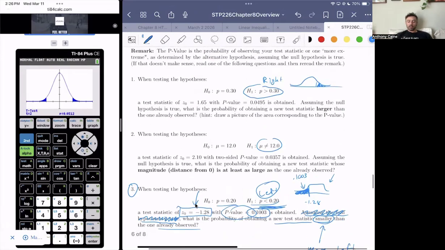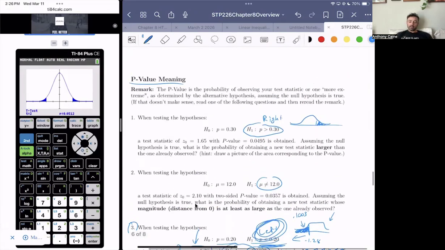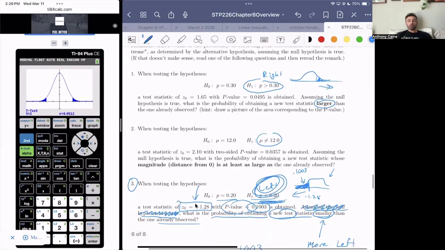Okay. All of these questions are designed to reiterate the definition of a p-value. The p-value is the probability of obtaining a new test statistic that is more extreme than what you've already observed. So what does it mean to be more extreme? Well, on a left-tailed case, more extreme means more to the left. On a right-tailed case, more extreme means more to the right. On a two-tailed case, more extreme means as far away from zero as where you currently are, right? So, okay.